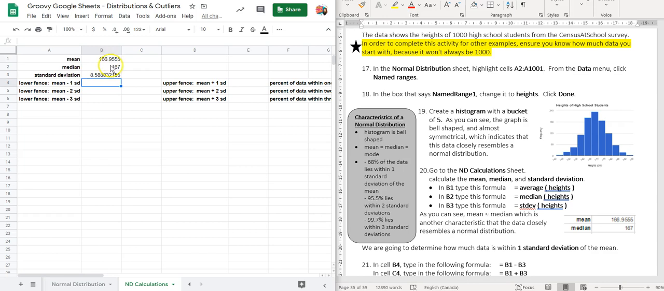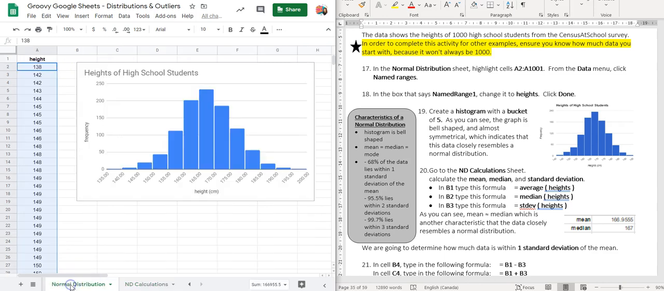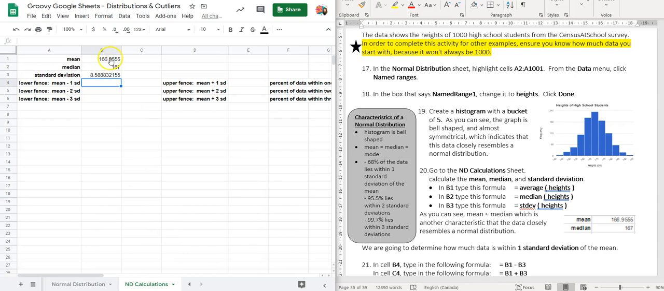And here is your second piece of evidence, that the mean and the median are almost the same. So your first piece of evidence is that the graph is almost bell-shaped. Here you can see the mode is between 165 and 170, so if you average that, it would be about 167.5. And so the mean, the median, and the mode are all similar to each other. So there's your second piece of evidence.